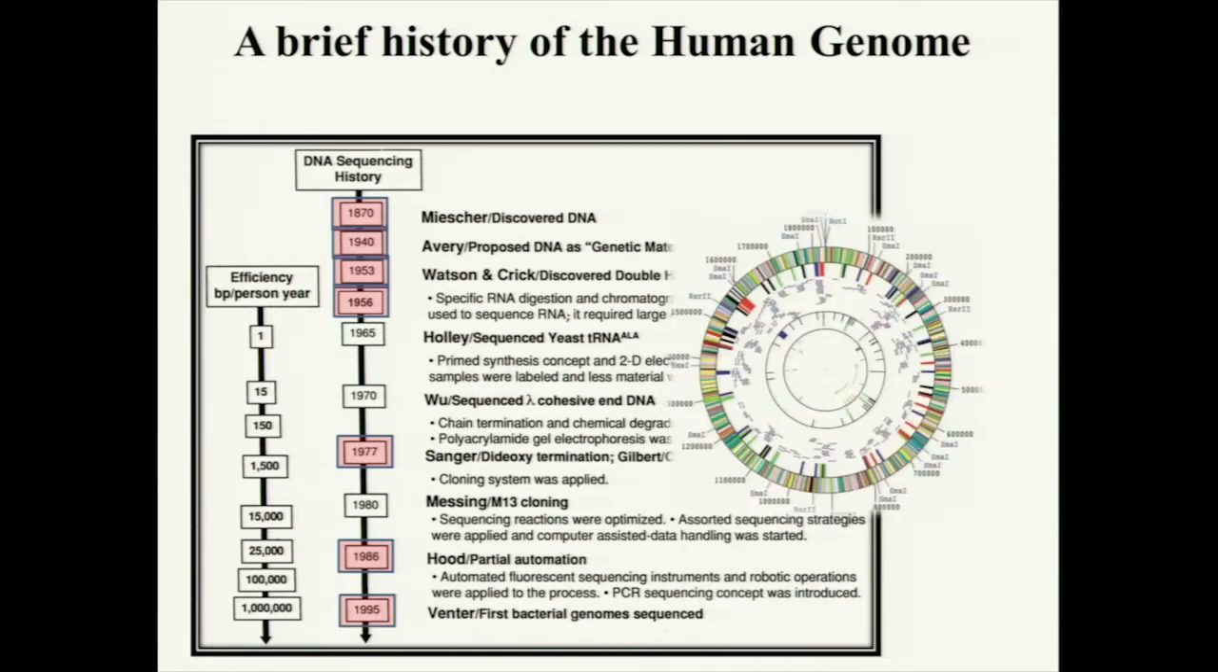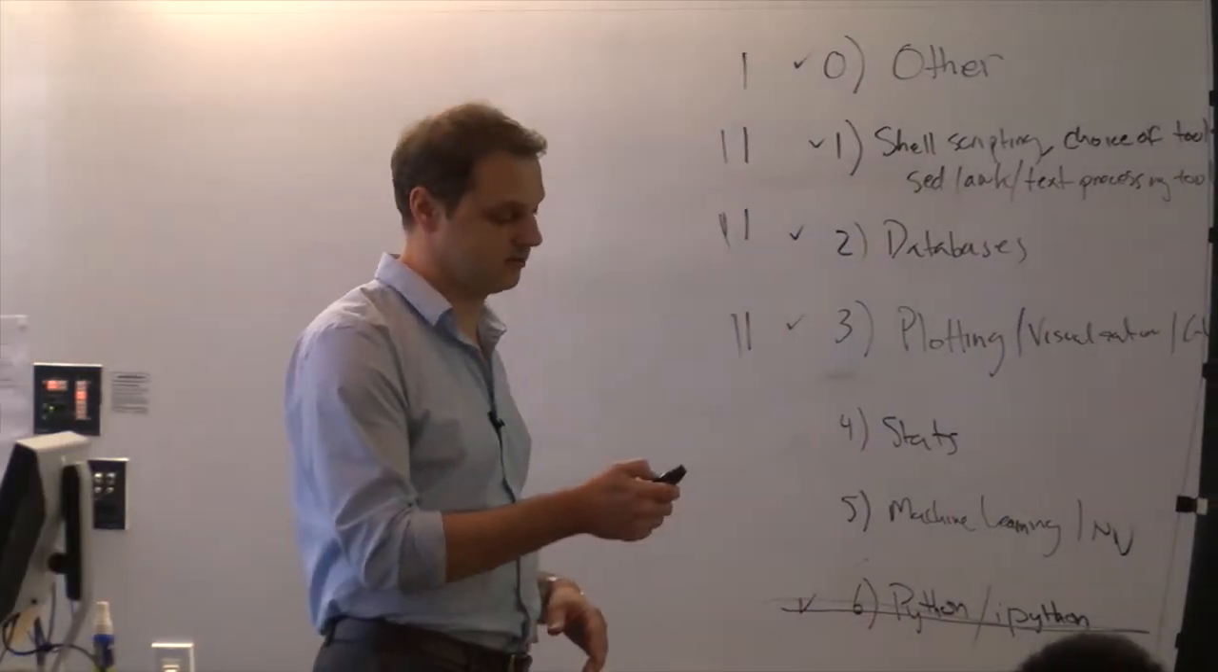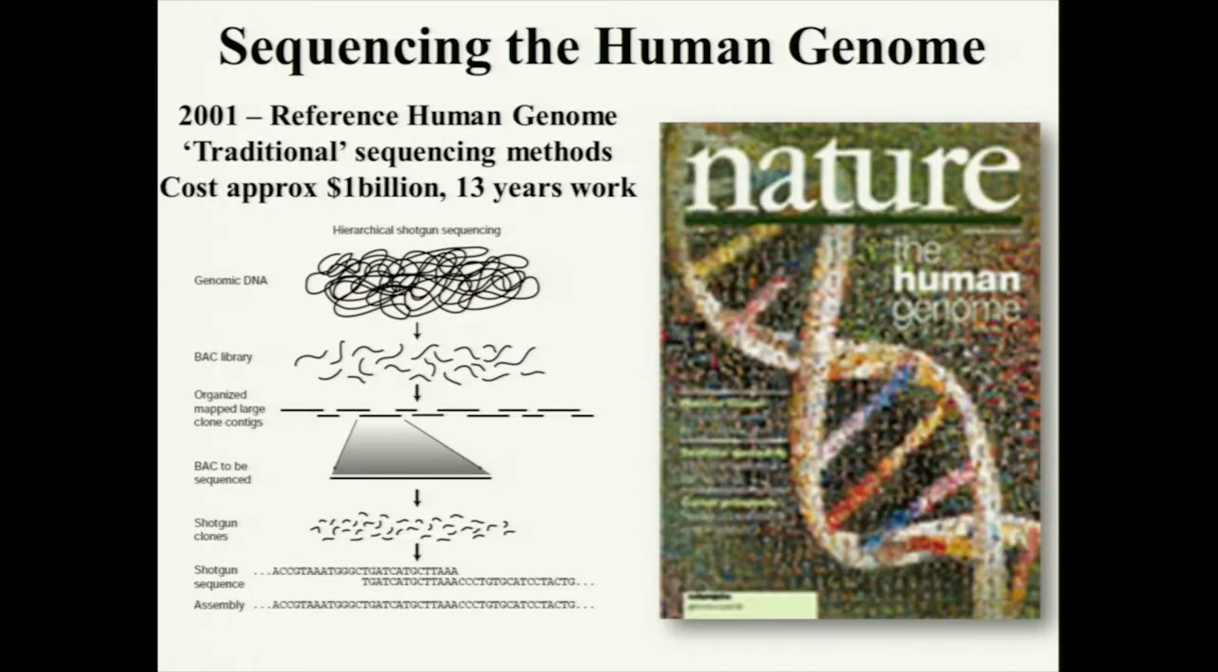But then it still took about another 10 years, so in 1995, the first organism had its genome sequenced. This was Haemophilus influenzae, a bacteria. And so you can see that this is only just over 20 years ago that genome sequencing first even came along. Shortly after that, a group of scientists got together and proposed that the human genome should be sequenced.